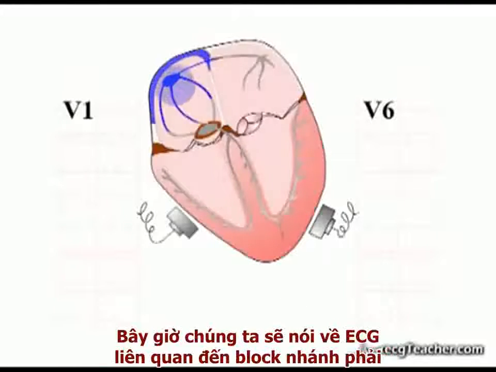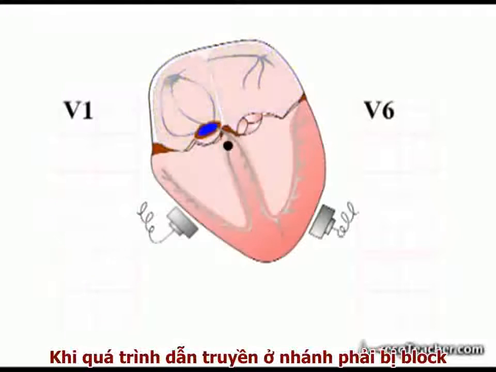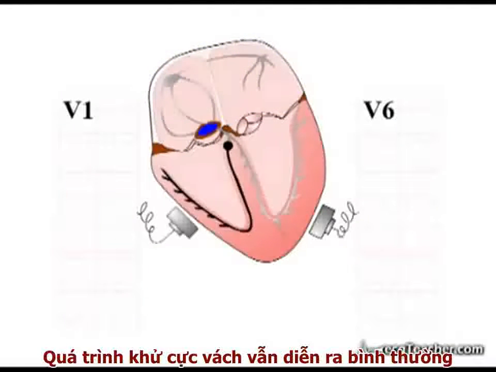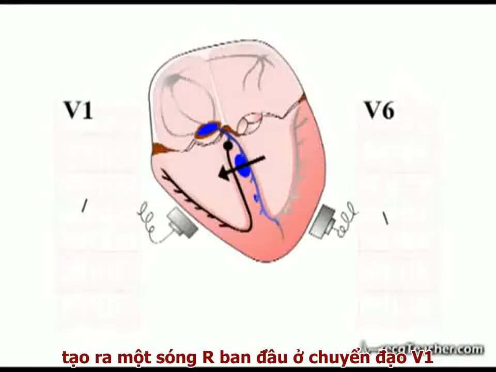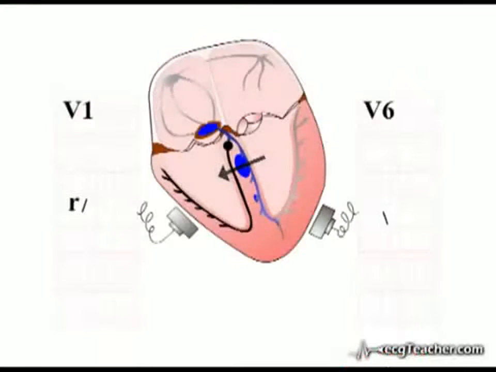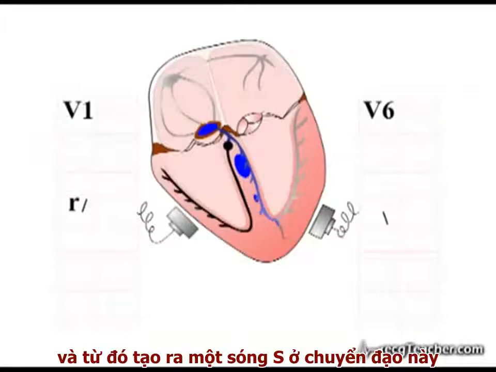We will now deal with the ECG findings associated with right bundle branch block. When conduction in the right bundle branch is blocked, septal depolarization proceeds as normal from the intact left branch, from left to right, producing an initial R wave in lead V1. Depolarization arriving as normal in the left ventricle then generates an S wave in this lead.